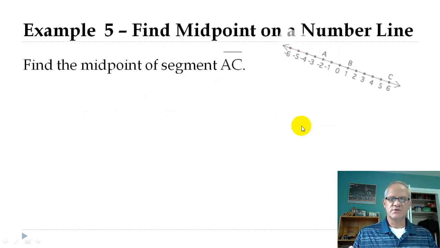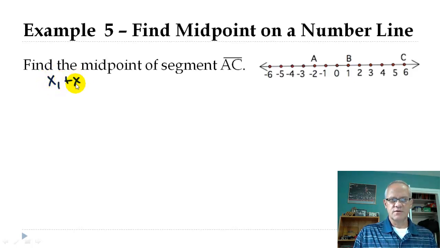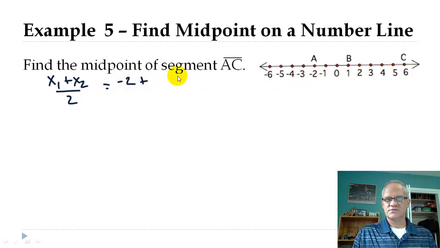Okay, let's do an example finding a midpoint on a number line. Again, you could count it out and figure out how far it is from each one, but remember our little formula. We just add the two x's and divide by 2. All right, so we're finding AC. A is an endpoint, that's -2. So we're going to go -2 plus C, which is 6, and divide by 2.